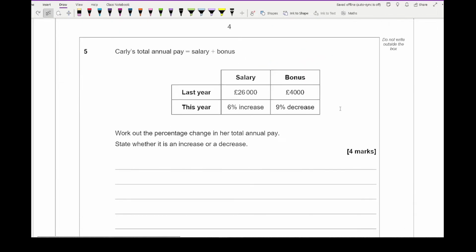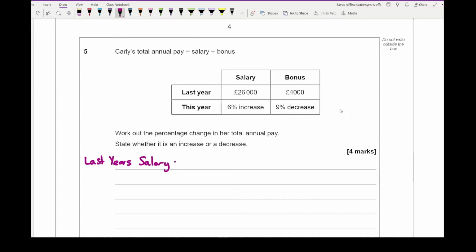Moving on to question 8, it says Carly's total annual pay is equal to a salary plus a bonus. Work out the percentage change in her total annual pay. Then state whether it's an increase or decrease. So with this particular question, with it being worth 4 marks, the first thing we need to do is find out what last year's pay was. So last year's salary.